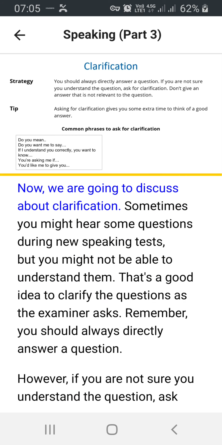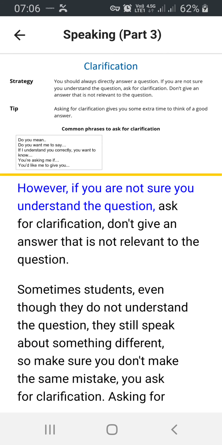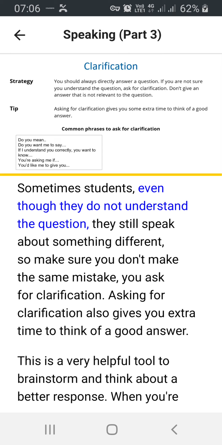And now we are going to discuss clarification. Sometimes you might hear some questions during your speaking test, but you might not be able to understand them. So that's a good idea to clarify the questions that the examiner asks. Remember, you should always directly answer a question. However, if you are not sure you understand the question, ask for clarification. Don't give an answer that is not relevant to the question. Sometimes students, even though they do not understand the question, they still speak about something different. So make sure you don't make the same mistake and you ask for clarification. Asking for clarification also gives you extra time to think of a good answer.